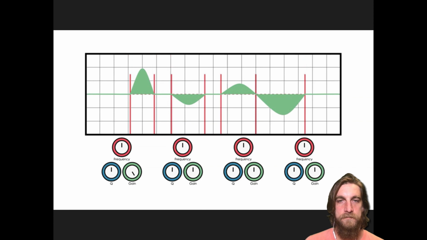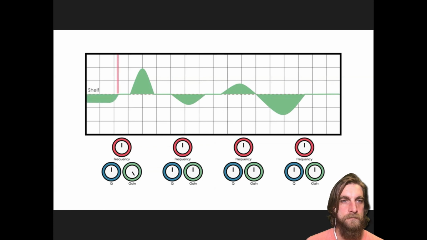Another option that most consoles have is a shelf filter. A shelf filter allows you to select a specific frequency and then cut or boost all frequencies above or below the selection. Shelves are available on the high or low end of the spectrum.